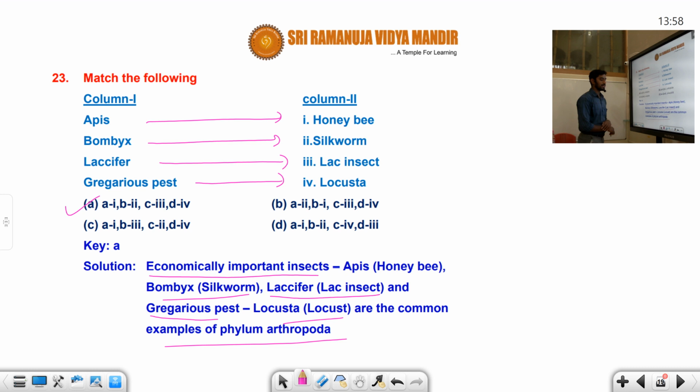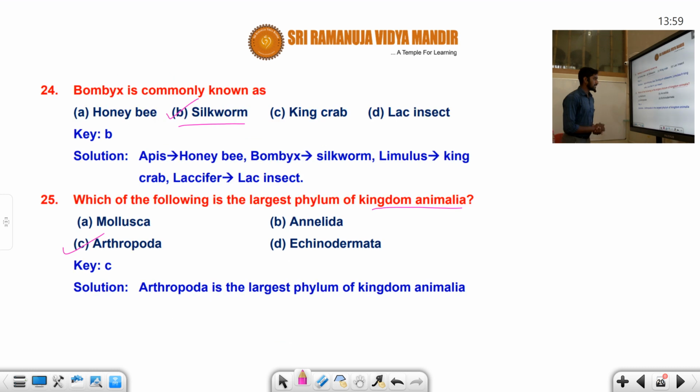Question 25: which of the following is the largest phylum in the kingdom Animalia? We discussed the earlier question about the second largest phylum, but here they are asking about the largest phylum in kingdom Animalia. That is no doubt Arthropoda, answer C. The answer for 25 is Arthropoda, right?